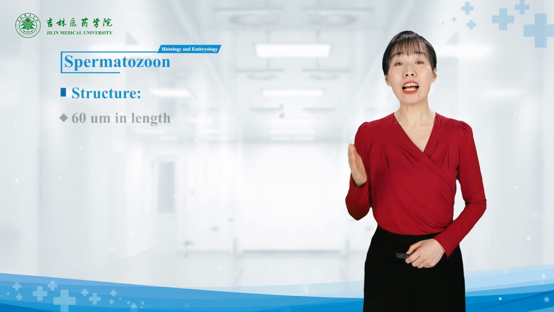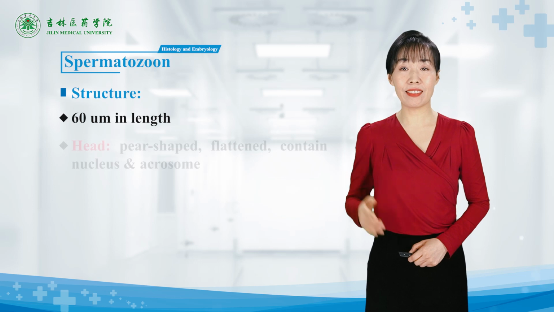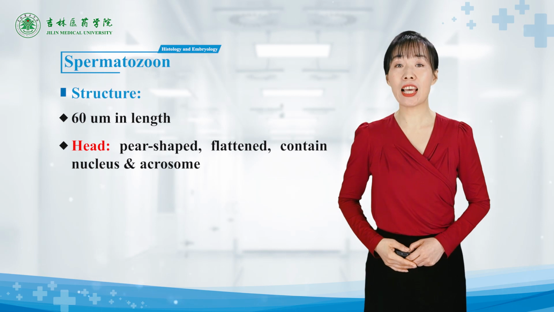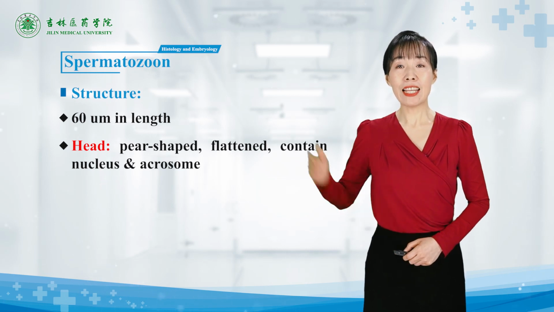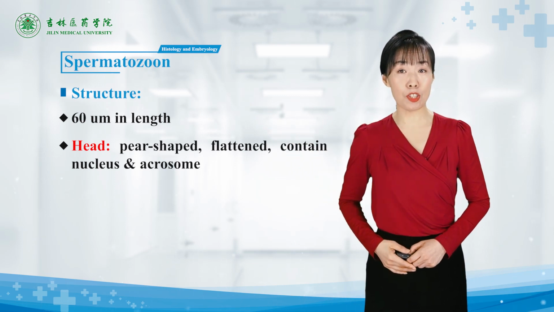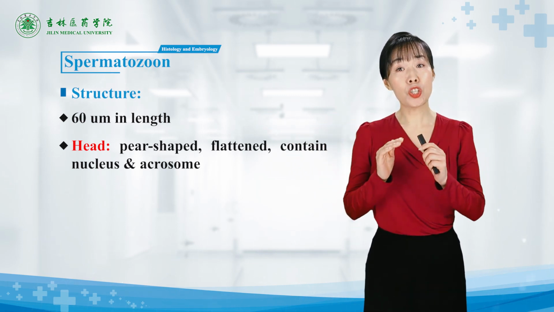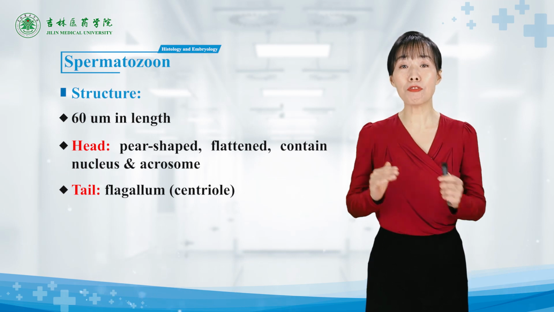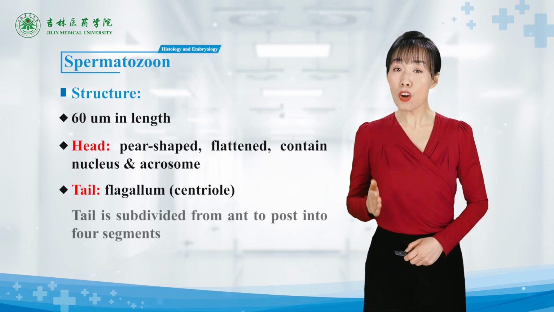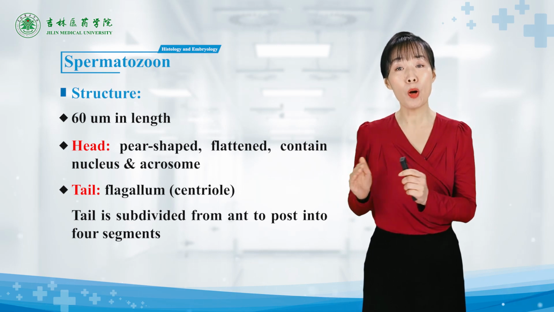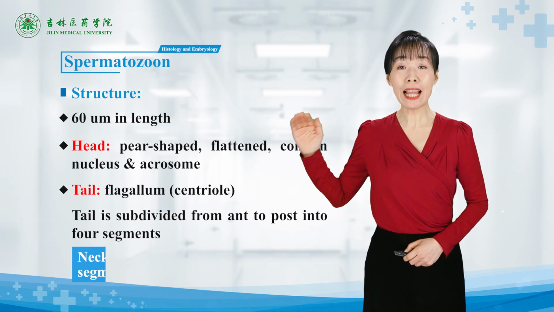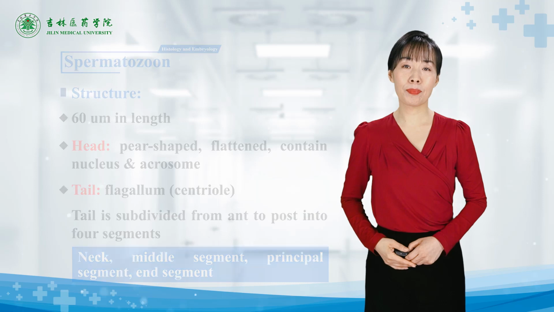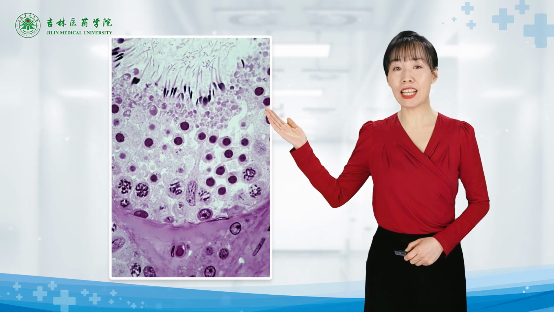Spermatozoon. They are 60 micrometers in length. The head is pear-shaped and flattened, containing nucleus and acrosome. The acrosome is a specific lysosome covering the anterior 2/3 of the nucleus. The tail is the flagellum, derived from the centriole. Tail is subdivided from end to post into 4 segments: neck, middle segment, principal segment, and end segment. In this picture, the arrow indicates the spermatozoon.